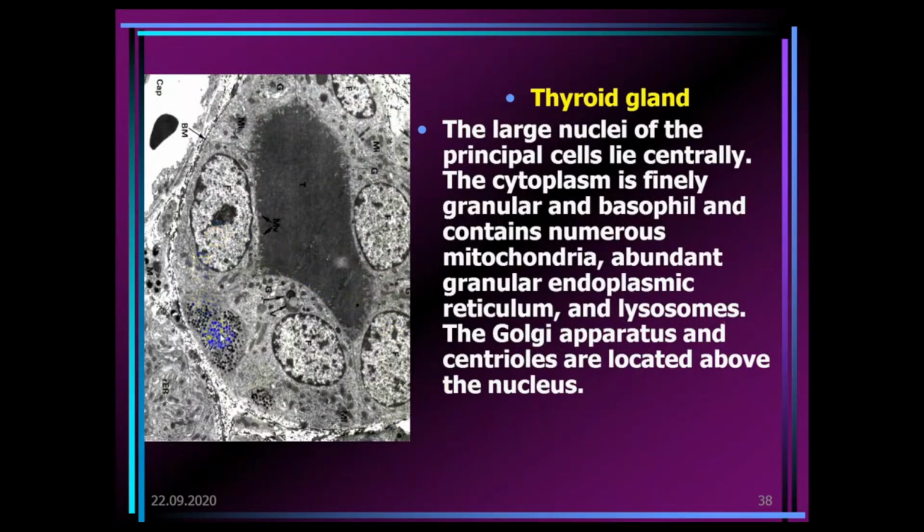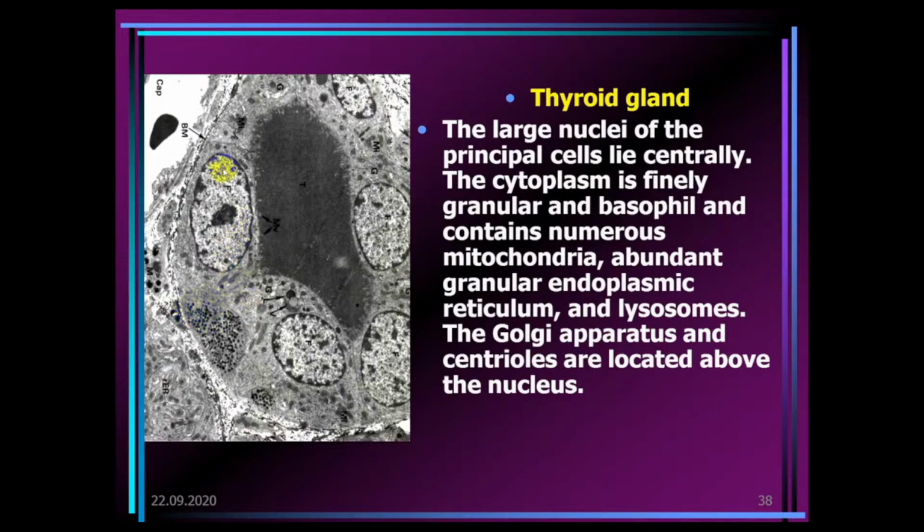Transmission electron micrograph shows us that the follicular cells, thyrocytes, have a large nucleus located in the center, and the cytoplasm contains numerous mitochondria, very well developed rough endoplasmic reticulum, and many lysosomes. Golgi apparatus and centrioles are located above the nucleus.